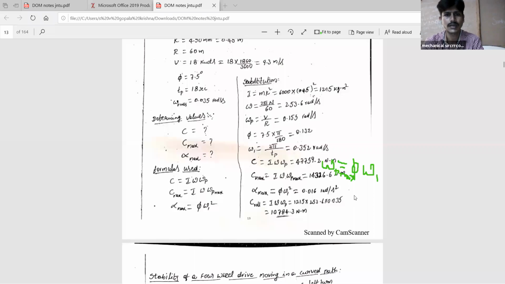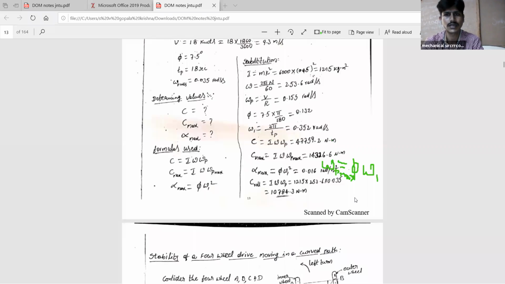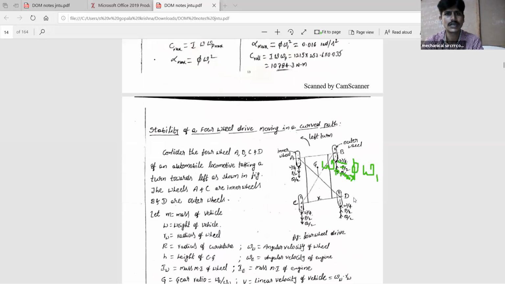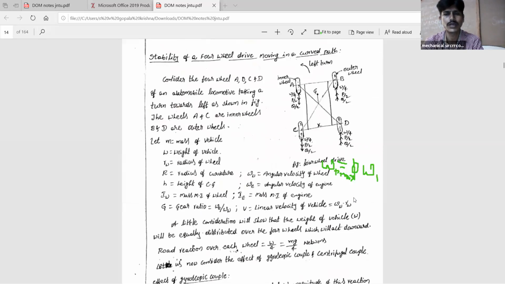Now we are going to move on to the next lecture. That is our next topic. All of you listen: stability of a four-wheel drive moving in a curved path. Now we are going to take a four-wheel vehicle. Consider a four-wheel vehicle whose wheels are ABCD of an automobile, and it takes a turn towards the left as shown in the figure.